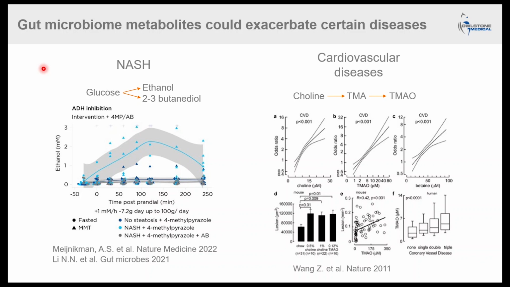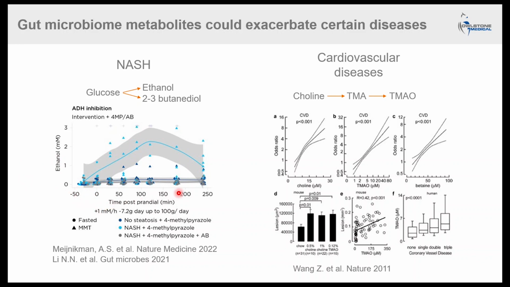We can see some examples here of measurements that have been performed in blood. On the left, we can see a study that was published in Nature Medicine in 2022, where subjects with NASH were treated with 4-methylpyrazole, which is an inhibitor of alcohol dehydrogenase. This enzyme is the main one involved in ethanol metabolism in the liver. Before carbohydrate intake, the subjects showed a very small amount of ethanol in their blood. However, after carbohydrate intake, NASH subjects, shown by this blue line here, showed a spike after administration.